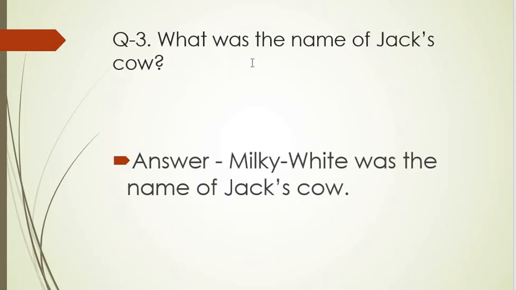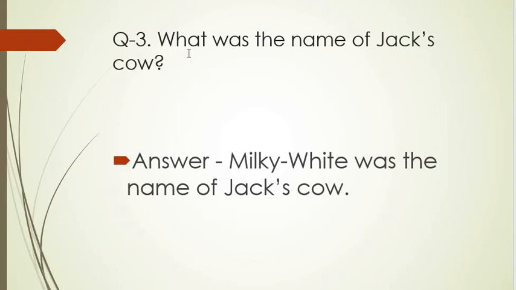Moving on, question number 3. What was the name of Jack's cow? Now you all know that because we have been discussing this in FB, CF, every objective, even in the lesson many a times in the starting part especially the name is there. So what was the name of Jack's cow? Answer is Milky White was the name of Jack's cow. So Milky White is the only new word. The remaining sentence is from the question itself. Was the name of Jack's cow.